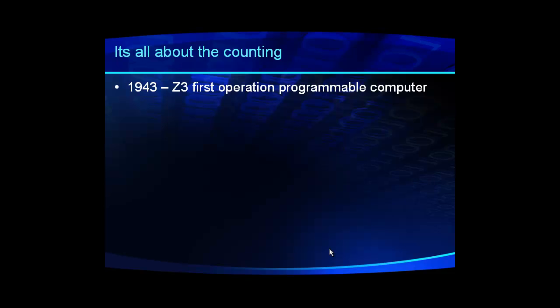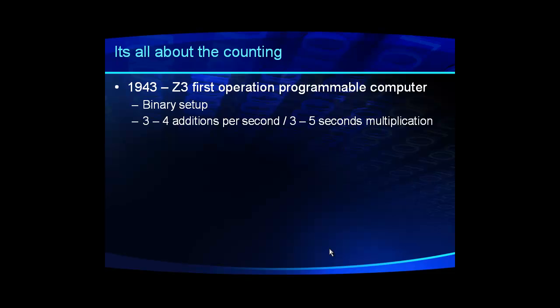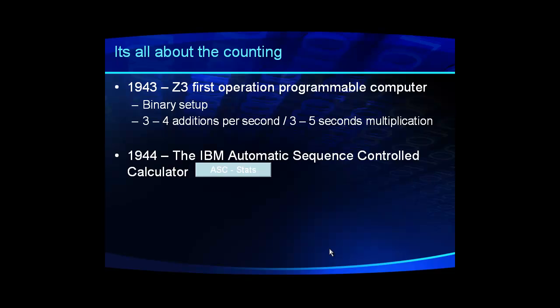So in 1943, the Z3 was the first operational programmable computer. Now, it had a binary setup, and it could do 3 to 4 additions per second and 3 to 5 seconds for multiplication. 1944, the automatic sequence controlled calculator came out.